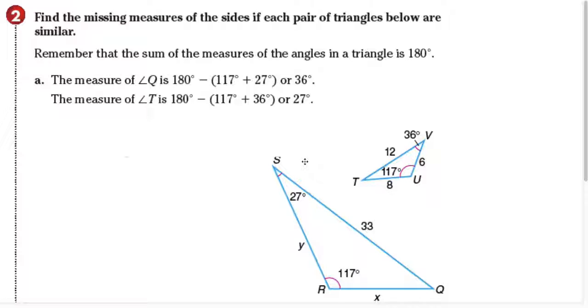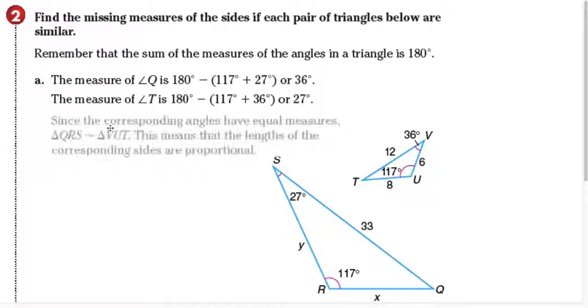And if you look at angle Q right here, angle Q corresponds to angle V, so you know that's also 36 degrees. That's the reason why once you find out the angles that correspond, you more or less know the measure of that angle without going through this process.